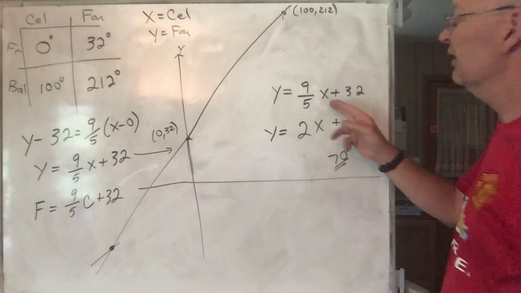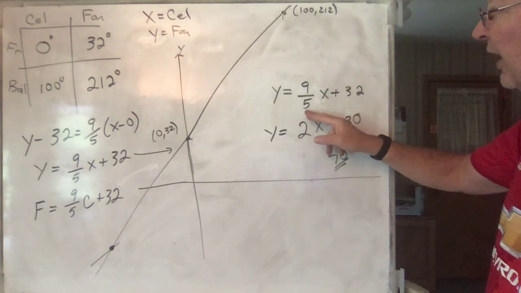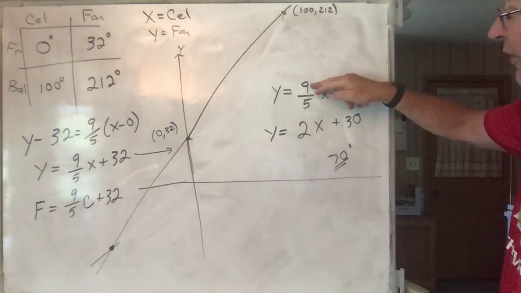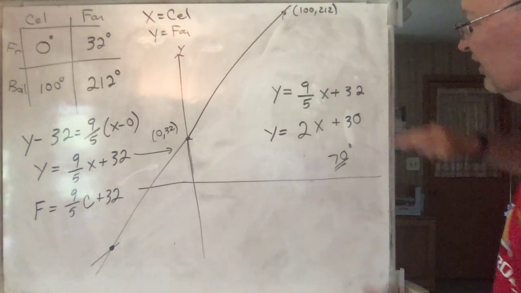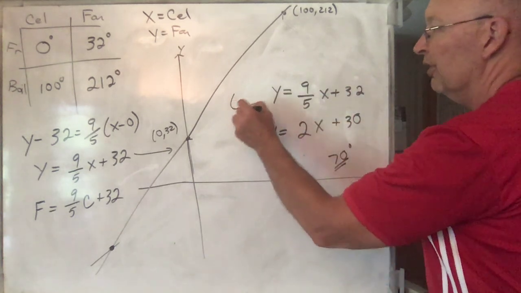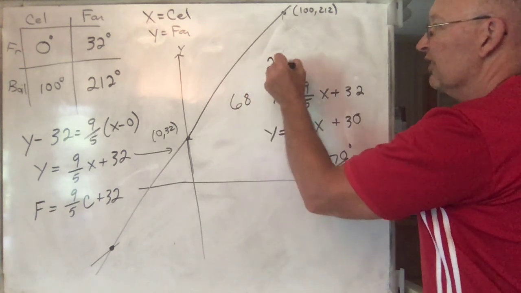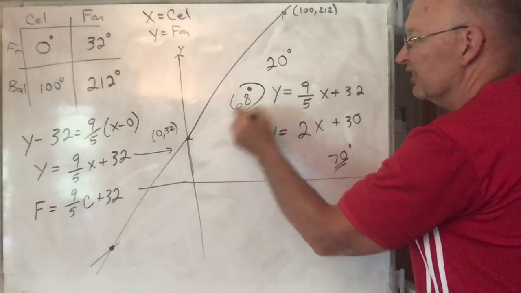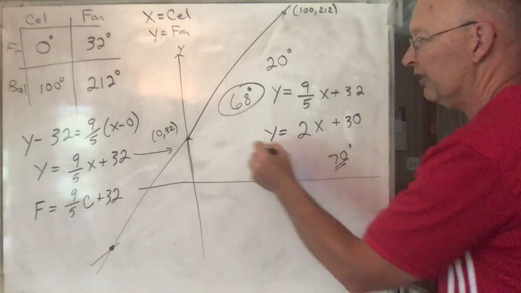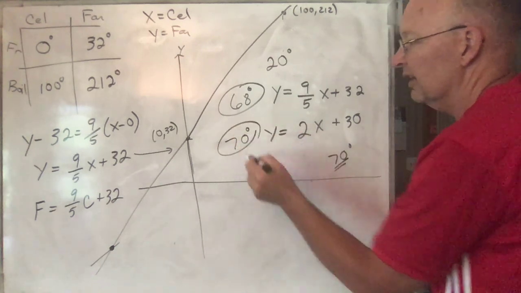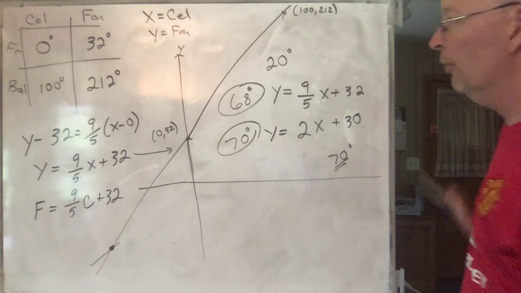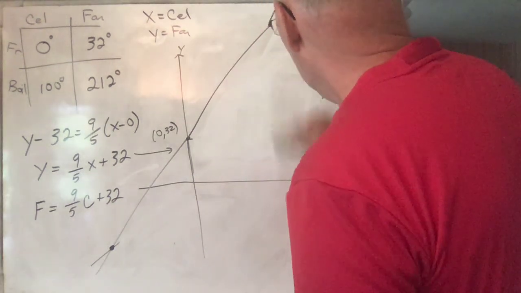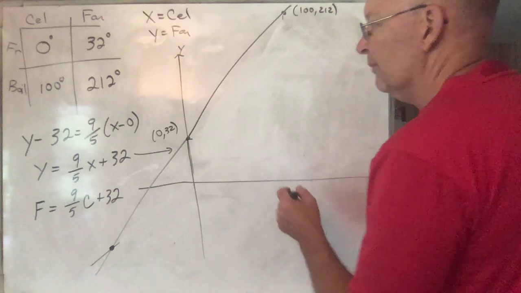If you put 20 in here, you're going to get 20 divided by 5 is 4. 4 times 9 is 36. 36 plus 32 is 68. See that? So if they said it was 20 degrees Celsius, the real value is 68. And if you use this approximation, you would calculate 70. So you're in the ballpark, right? Those are two lines that have almost the same slope.